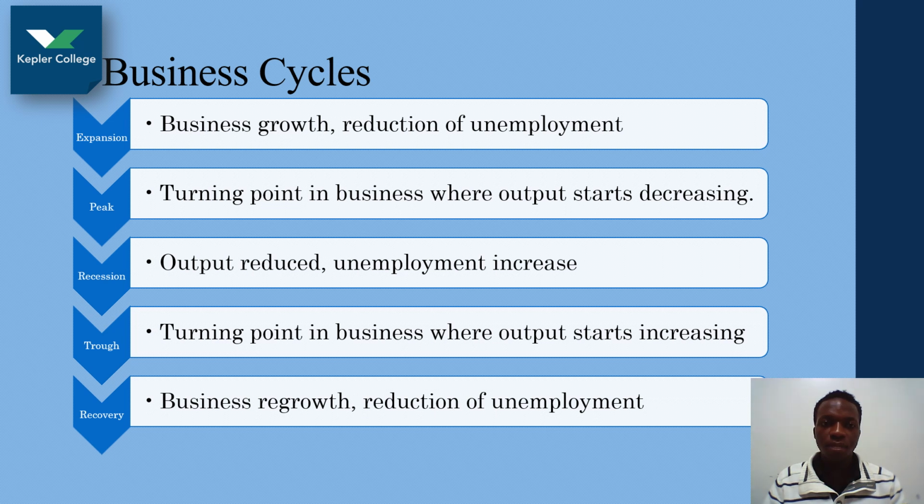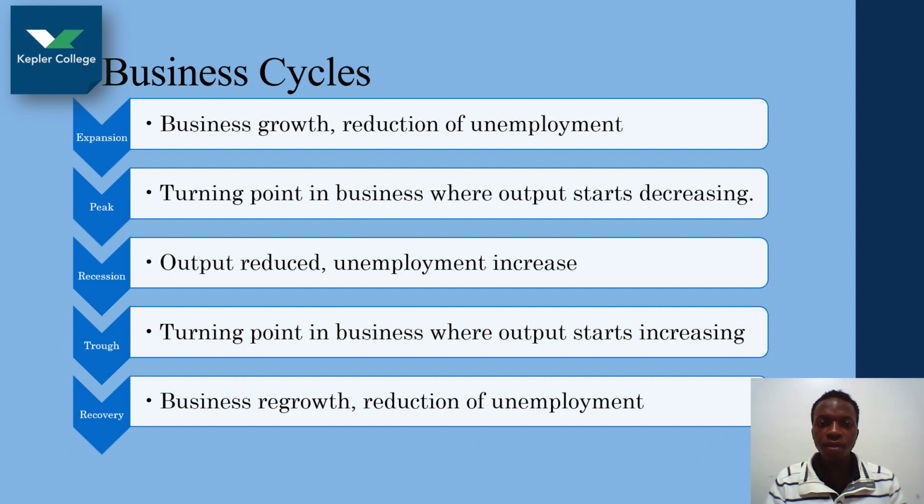Moving on with the business cycle, we've seen that the business cycle has mainly five phases, which include expansion, peak, recession, trough, and recovery. In expansion, the business is starting and growing, the output is growing, and if the business is growing as well as the output increasing, it has an impact of reducing the unemployment rate within the country.